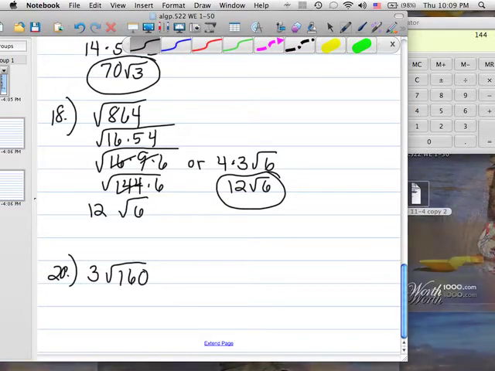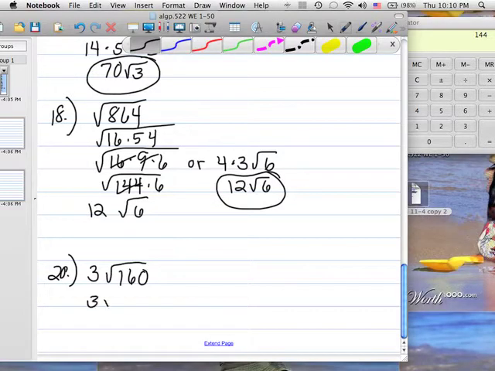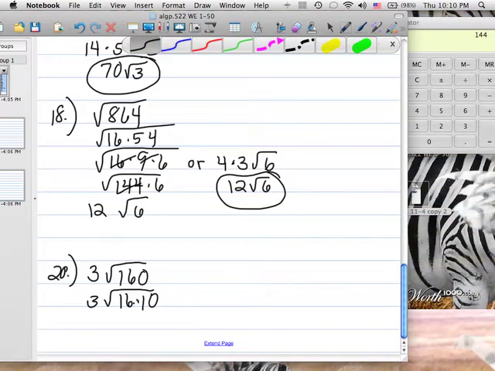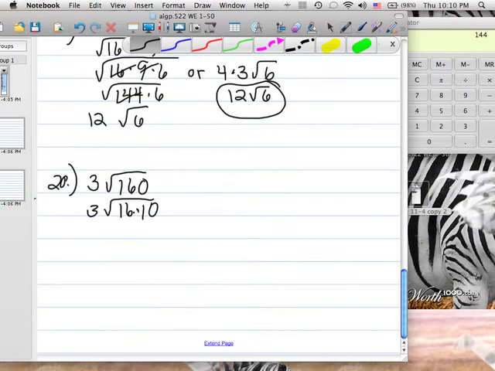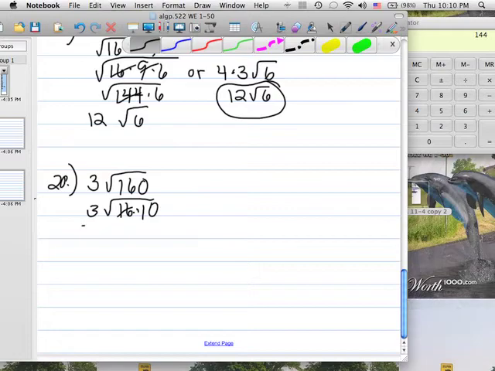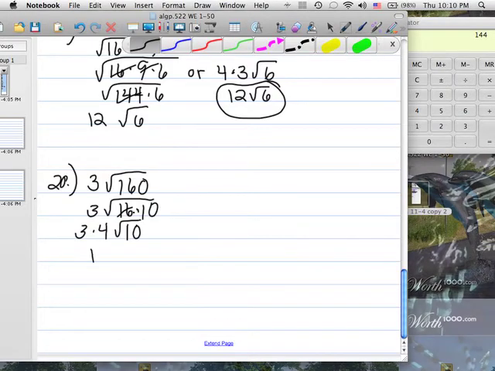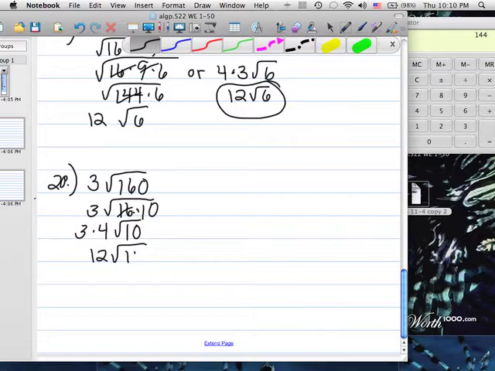Problem number 20. You have 3 radical 160. I can see 16 times 10 works. And 16 is a perfect square. Take out the square root of 16, which is 4, so I have 3 times 4 radical 10. Multiply, I get 12 radical 10.